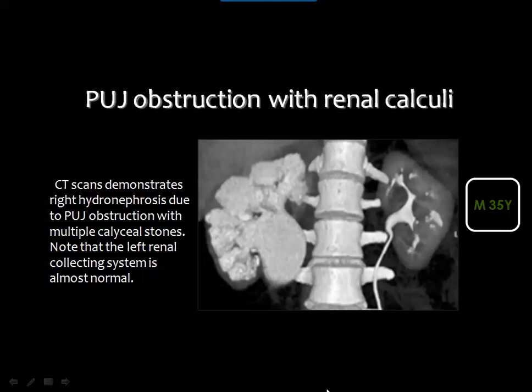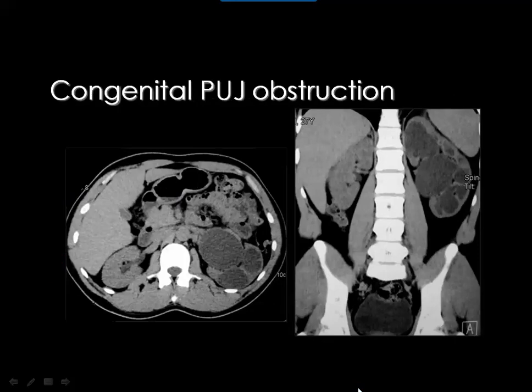Then this is an advanced or severe degree of pelvic calyceal junction obstruction obtained by CT urography. You see ballooning of the renal pelvis and ballooning of the calyces. There are too many radiopaque calculi here and there, but in this kidney, the pelvicalyceal system is normal.